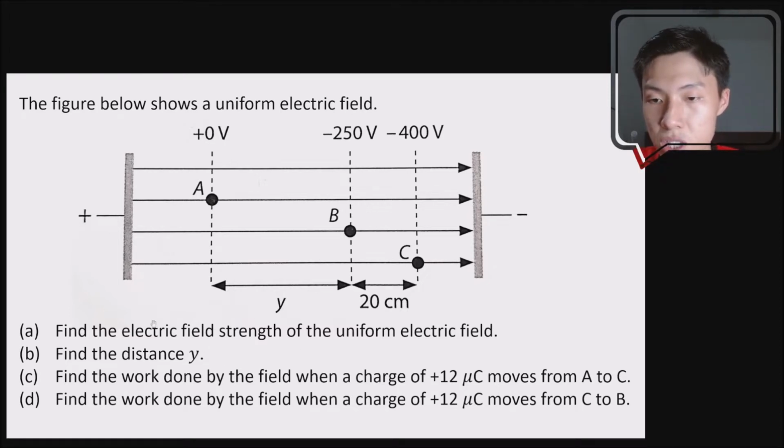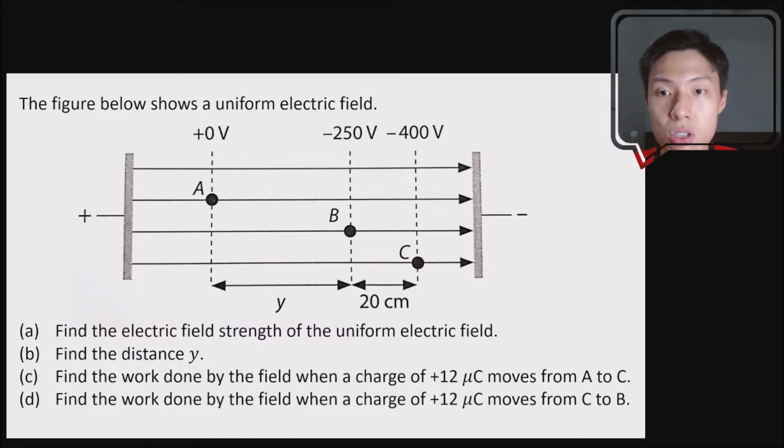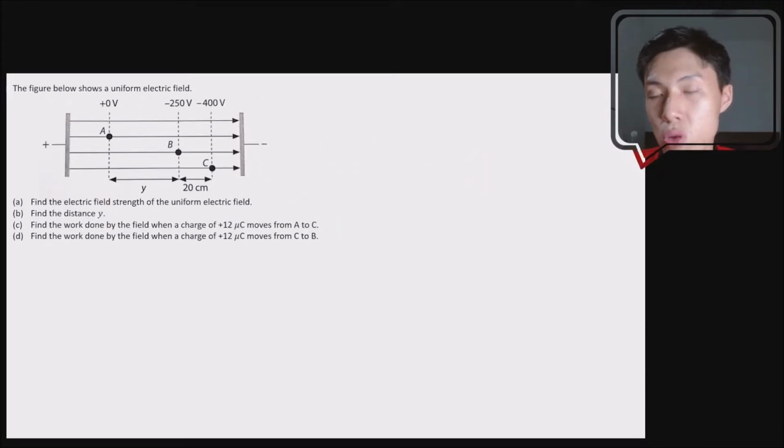So the first question asks you to find the electric field strength of the uniform electric field. They ask for this electric field in between the two parallel plates, what is its electric field strength? To determine that, we know that this is a parallel plate, we cannot use kq over r squared. Kq over r squared is for electric field that is produced by a point charge. In this case, it is not produced by a point charge. Instead, it is produced by a pair of oppositely charged parallel plates. So definitely no kq over r squared here.